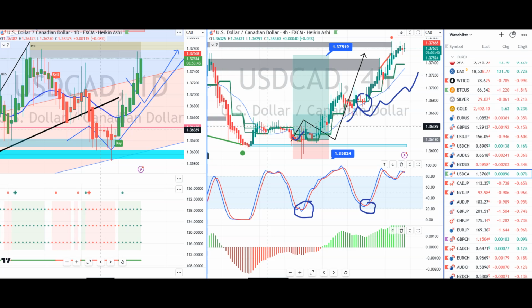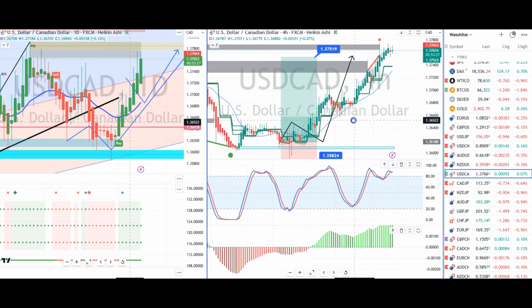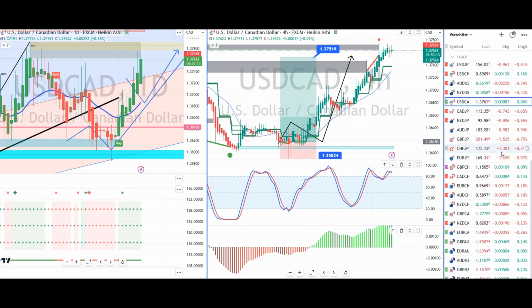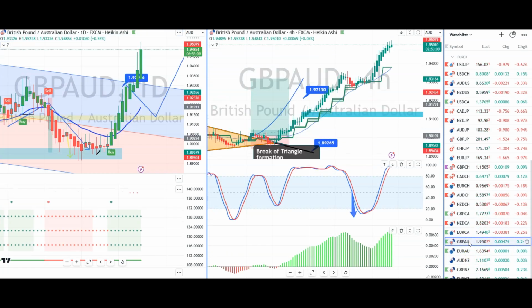Okay, lots of break of structure along the way. So what you can do from that, you can quickly analyze the markets pre-London or pre-New York, and you can quickly realize where the price is in terms of price cycle. So is it a swing low? Is it a swing high? Let's have a look at a few that we've had recently with the Pound Aussie.